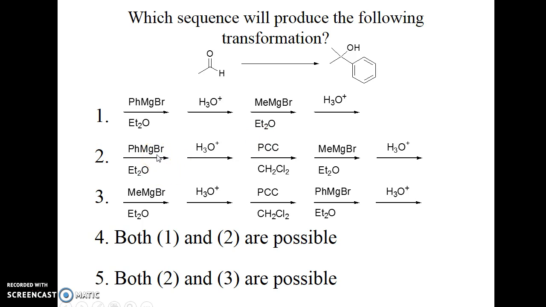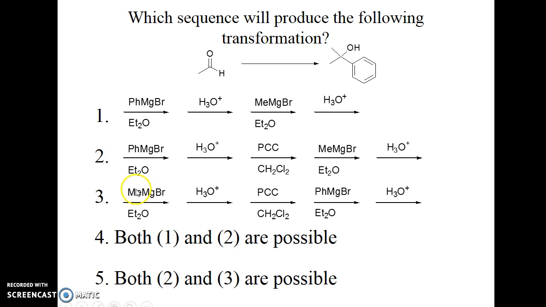Phenyl magnesium bromide followed by treatment with acid would give us the alcohol, where you would have the phenyl here and an alcohol and just a methyl on the other side. Treatment with PCC would take you to the ketone, that would be acetophenone. Methyl magnesium bromide would then add a methyl group, and you would end up with this after protonation. So this actually would give you that product.